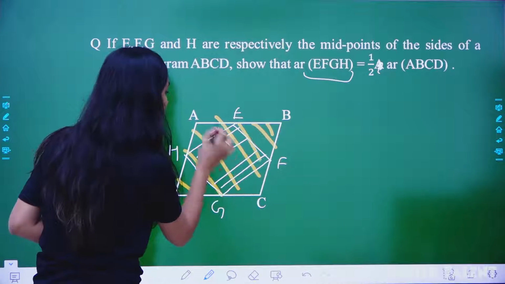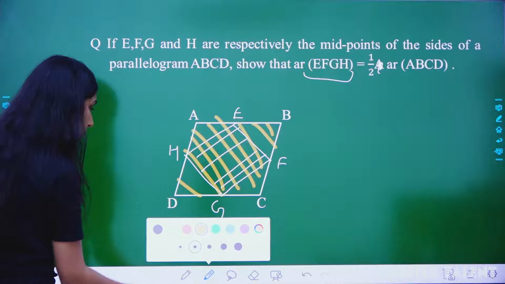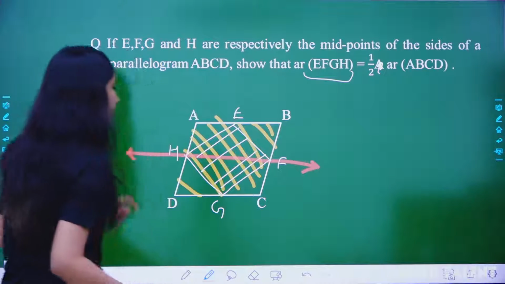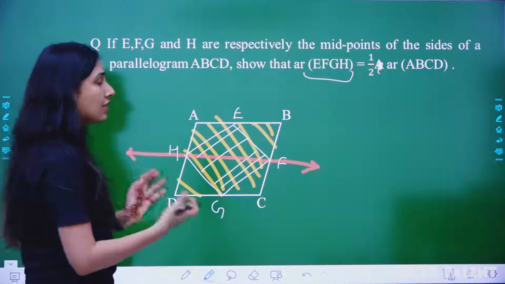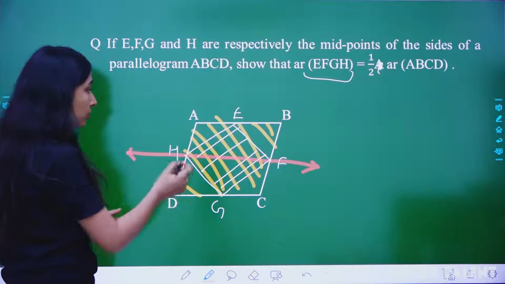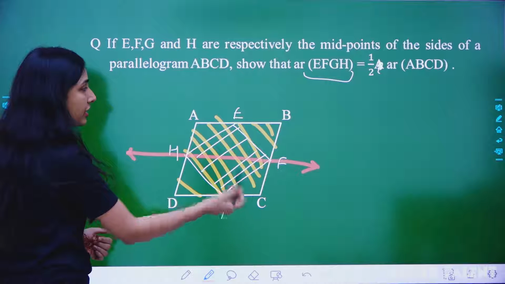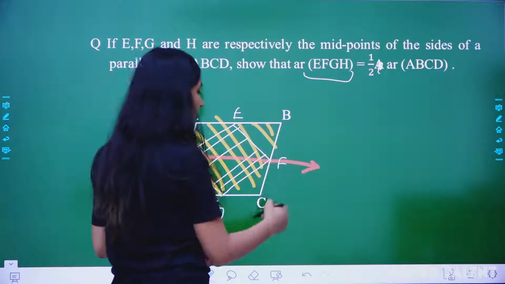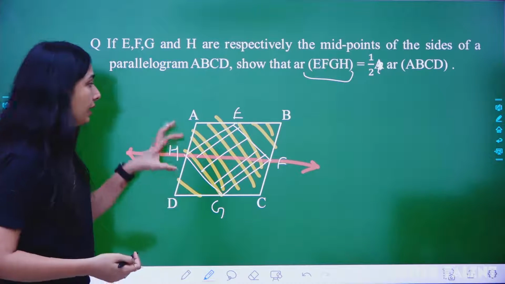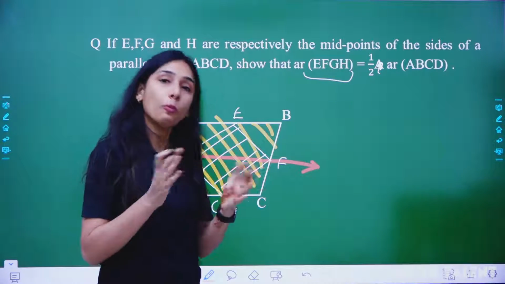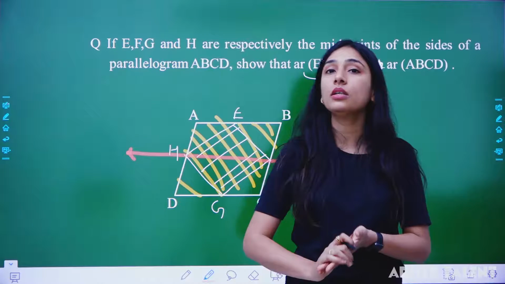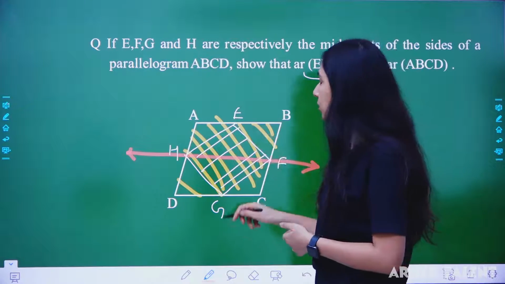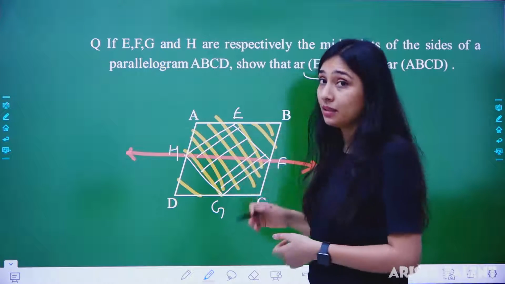I'm just telling you the construction part here. You will draw a line HF, and HF will be parallel to DC and AB. Why? Because we have the midpoint of AD and the midpoint of BC. If you take the midpoints of two opposite sides of a parallelogram, you end up with a line which is parallel to both the lines.